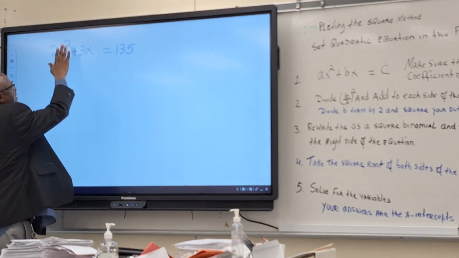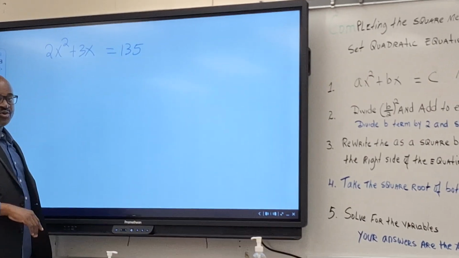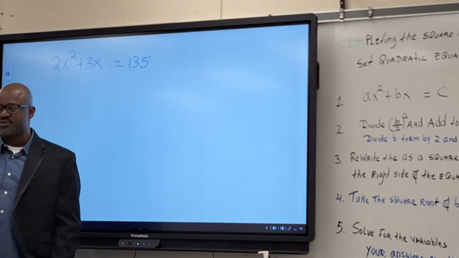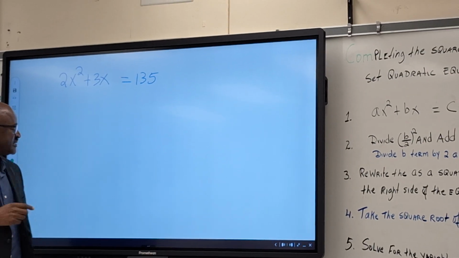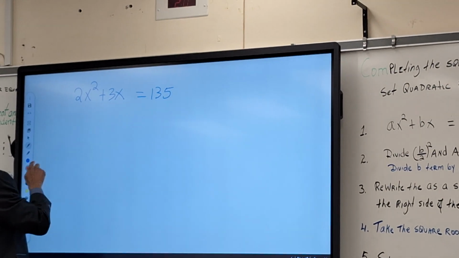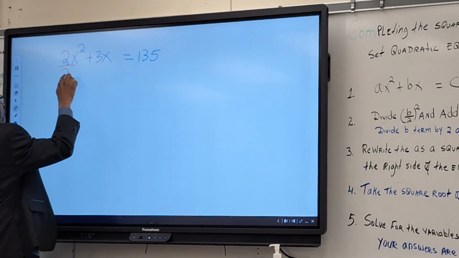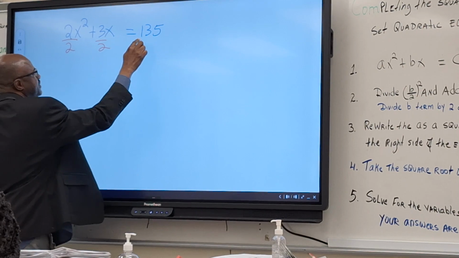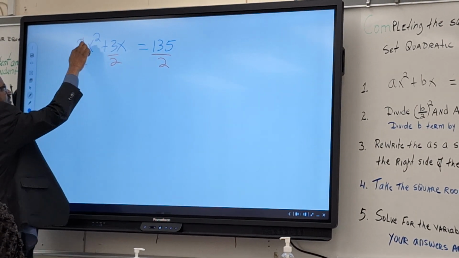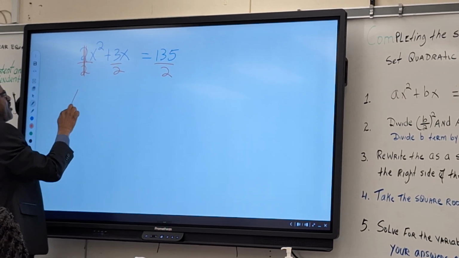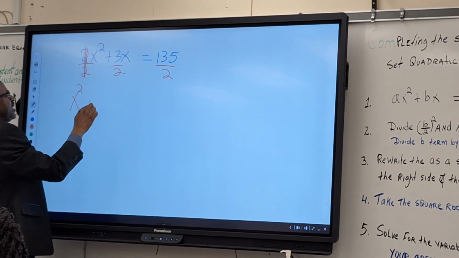So you can make a equal to 1. You cannot use completing the square if a is not 1. Right? In this case, you have to divide everything by 2, which is our a term, first. This will cancel out. And we end up with x squared is equal.